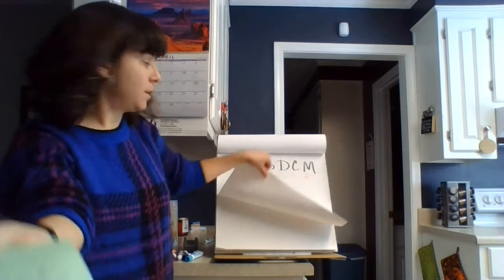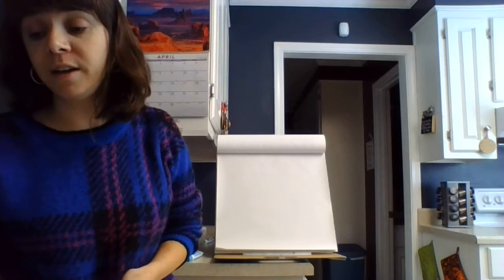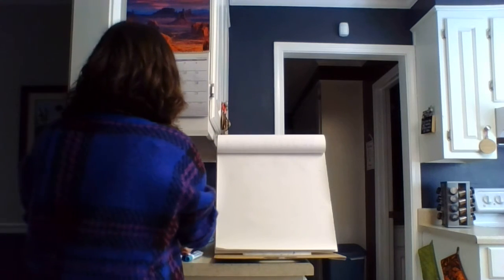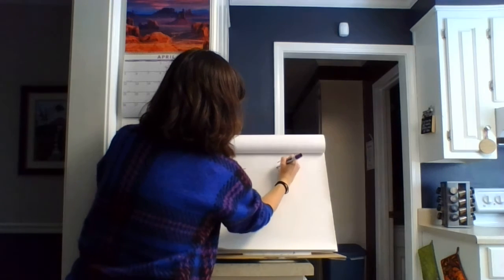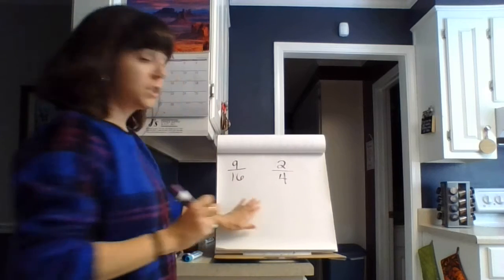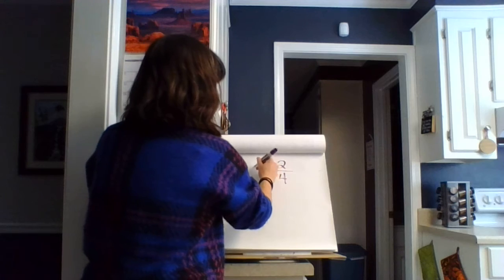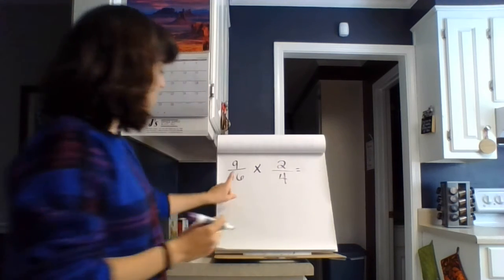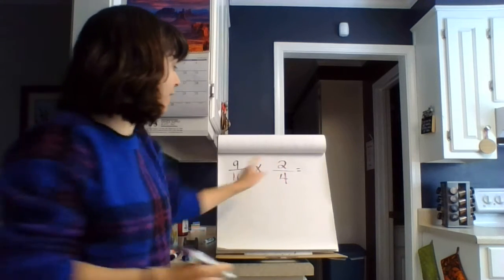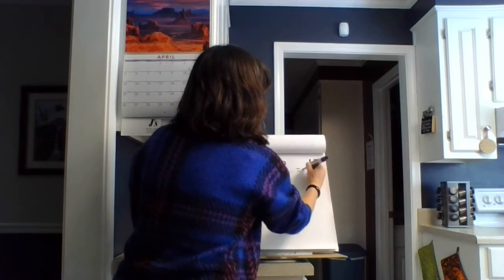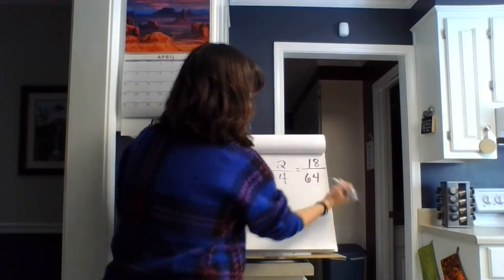Okay, Wednesday number 1 says find the product of 9/16 and 2/4. Okay, so if I'm finding the product, that means the answer when I multiply. So I'm going to multiply these 2 fractions. When I multiply fractions, I can just multiply straight across. So numerator times numerator, or 9 times 2, and then denominator times denominator, or 16 times 4, which is 18/64.